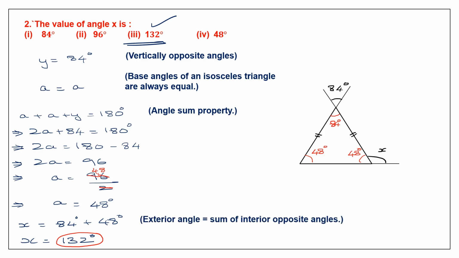The exterior angle is equal to the sum of the interior opposite angles. So all four properties we have used here. We have said vertically opposite angles, then base angles of isosceles triangle are equal, then we use the angle sum property and the exterior angle property.